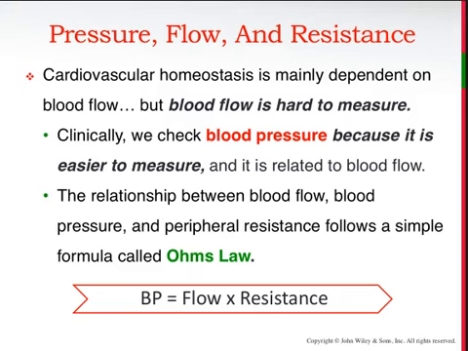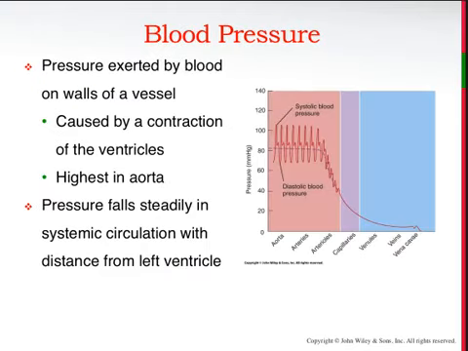So what you need to understand is that relationship between blood flow and blood pressure and peripheral resistance is really what allows us to follow a very simple law or a simple formula called Ohm's law. And this is the Ohm's law of blood pressure. It's not necessarily the Ohm's law that you talk about when you talk about electrical conduction. So this is Ohm's law of blood pressure, and it says that blood pressure is equal to the flow times the resistance. Nothing rocket science-y there.